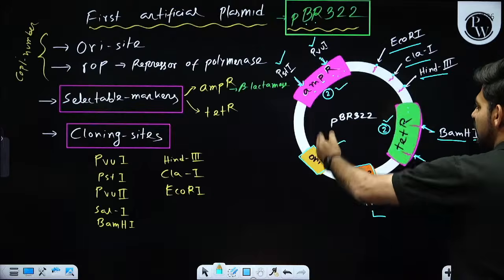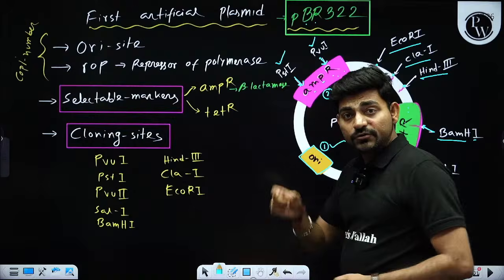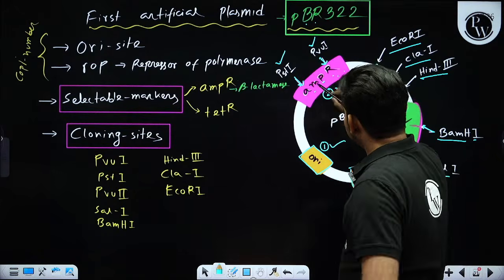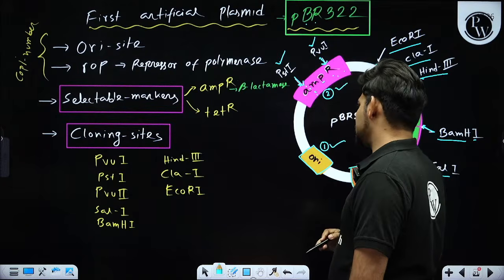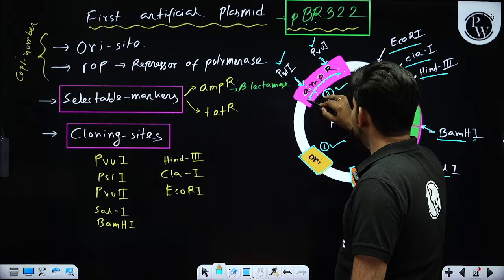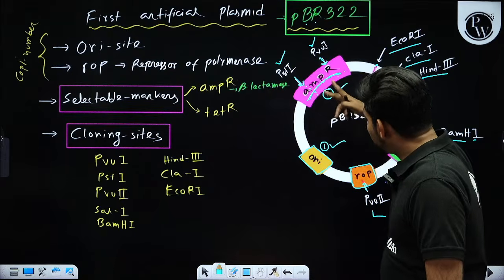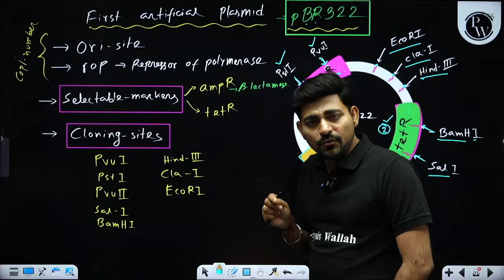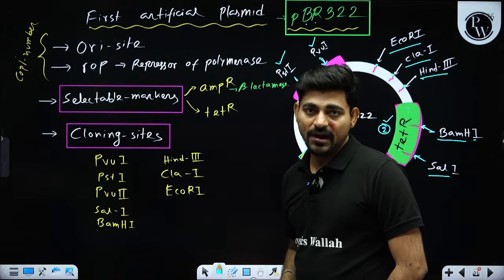If we talk about this pBR322, now if you want to insert the gene of interest here, there is this site of PstI restriction enzyme which is present inside the AmpR gene. So what will happen? That will split the AmpR gene. You have to cut the AmpR gene. So the plasmid will lose resistance against the ampicillin antibiotic.